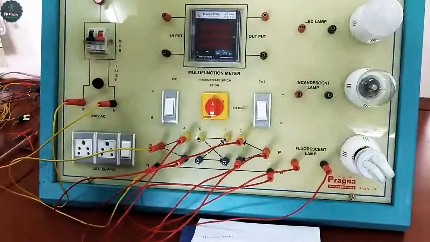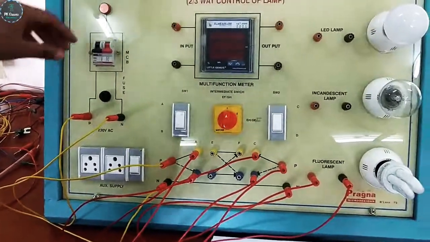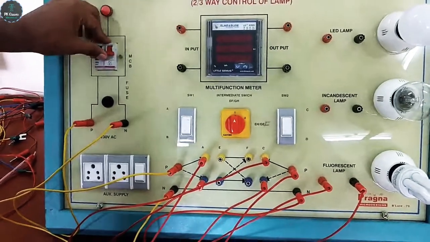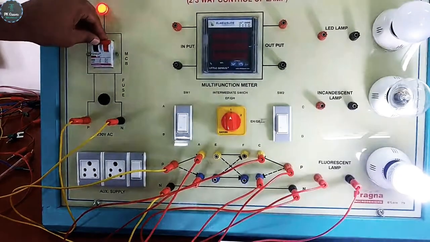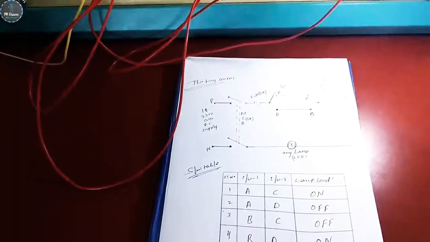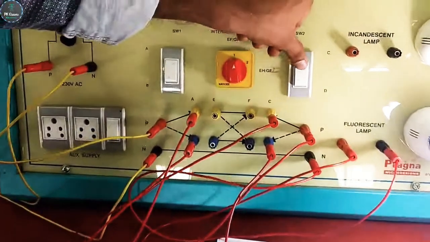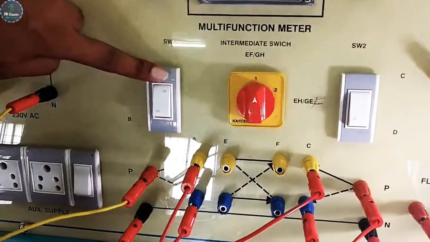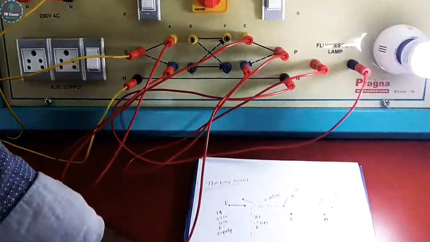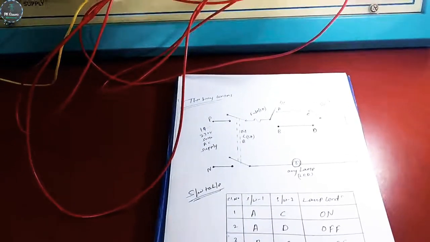So, the circuit connection is over. Let's verify the switching table. Supply turned on, and then switch on the MCB. First condition: this switch is in A position and this switch is in C position. Lamp will be glowing. The lamp is in on condition.